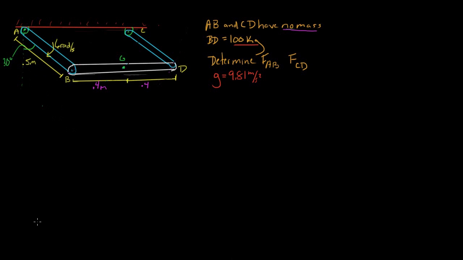So let's take a look at our free body diagram and identify all the forces that are acting on this beam. We know we're going to have some weight that's acting straight down, and this weight is going to be equal to mass times gravity, which is 981 newtons. It's going to be this 100 kilograms by 9.81 meters per second squared. Okay, fair enough.